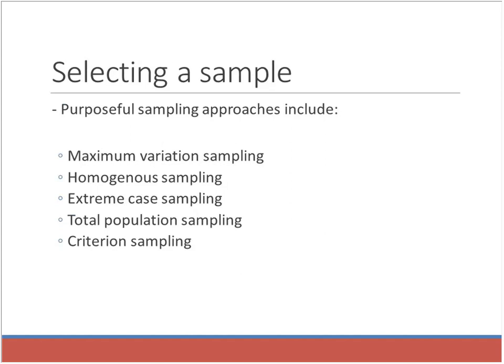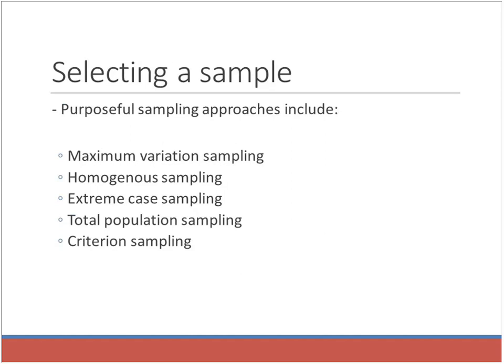So, of course, depending on your topic, you want to think carefully about who are the people who are most likely to give you the most information. There are lots of different approaches to purposive sampling. I'm just going to review a few of them here, but definitely keep in mind this is not an exhaustive list, just a sampling. The first approach that I wanted to share with you is called maximum variation sampling.